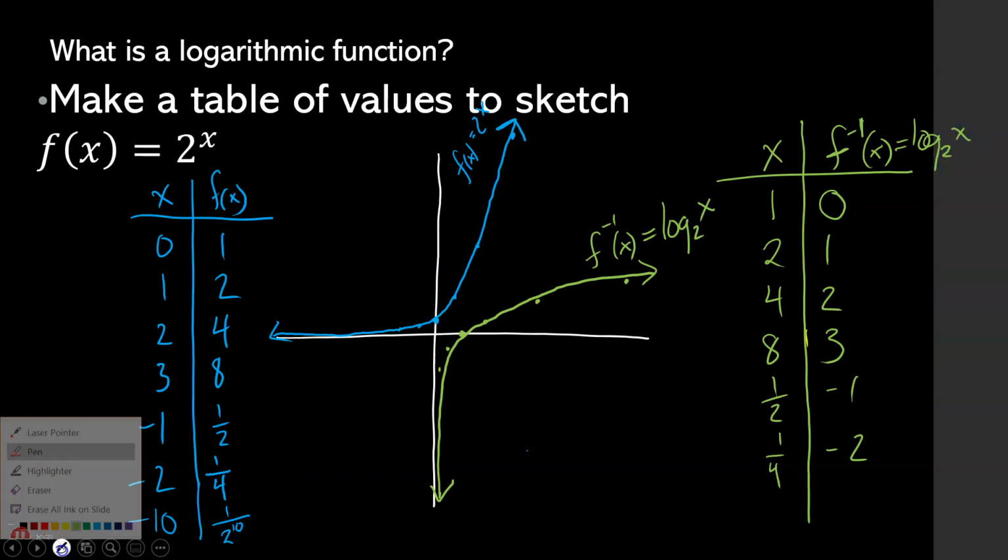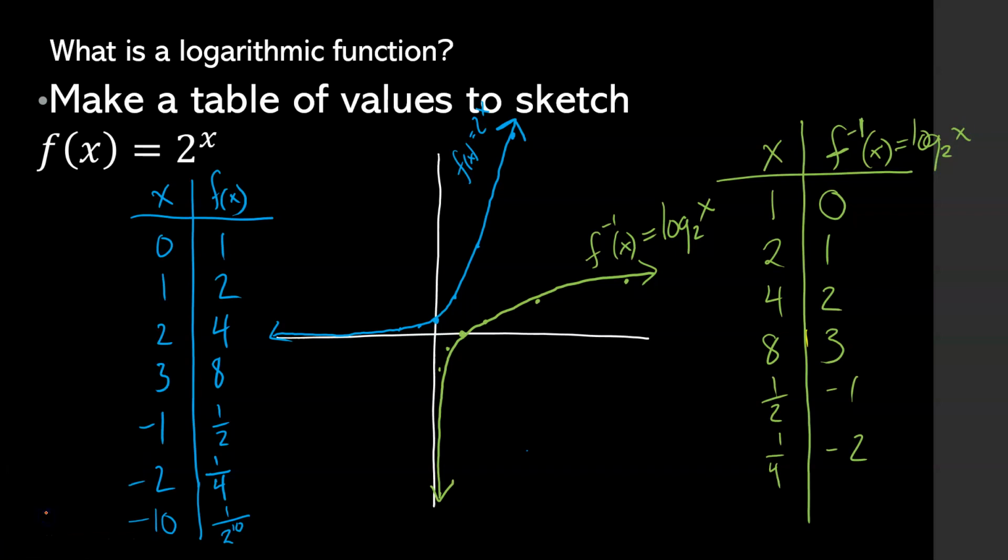So let's go through and remind, because one of our jobs is to make sure you can evaluate logarithms. What's log base 2 of 1? Log base 2 of 1 is 0, because the exponent you put on 2 to get 1 is 0.